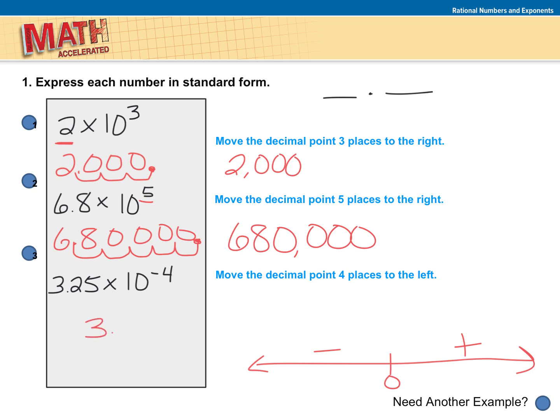On number 3, what do you notice? The exponent's negative. So what direction do we need to move the decimal? To the left. 1, 2, 3, 4. Again, what do I fill those empty spots with? Zeros. So we have 0.000325.